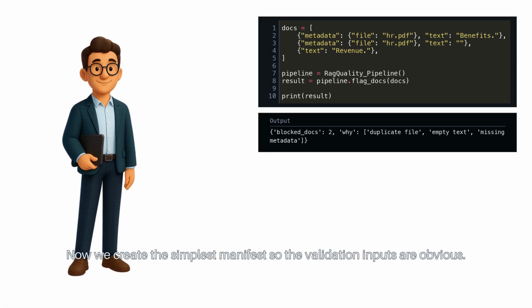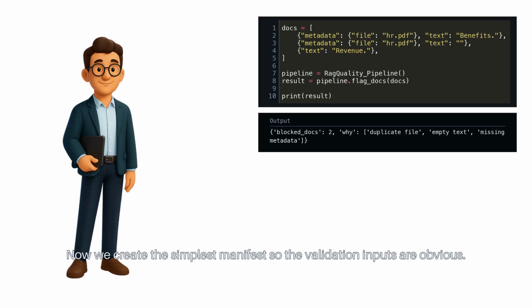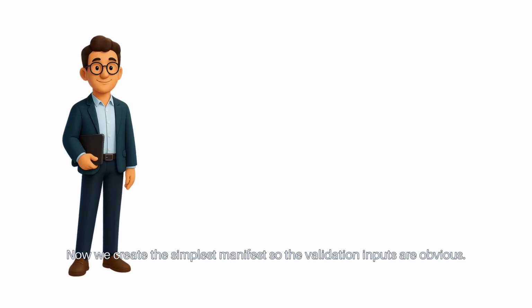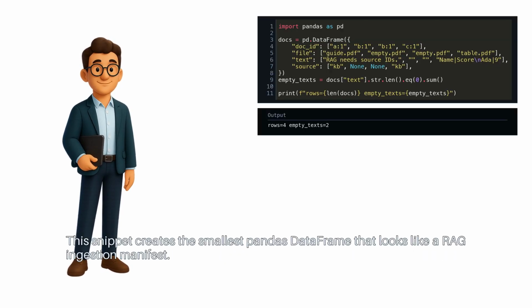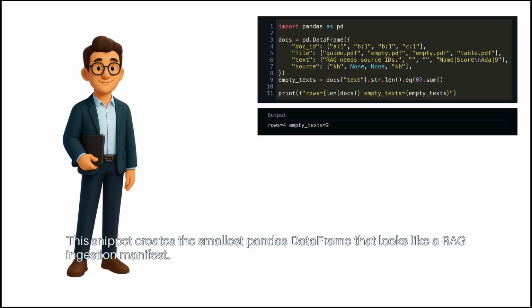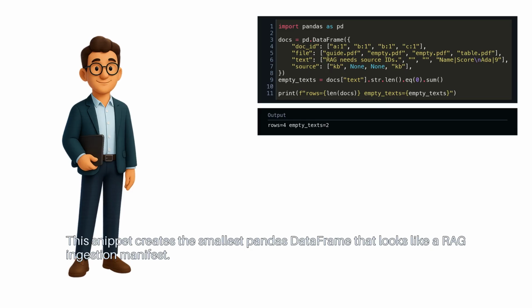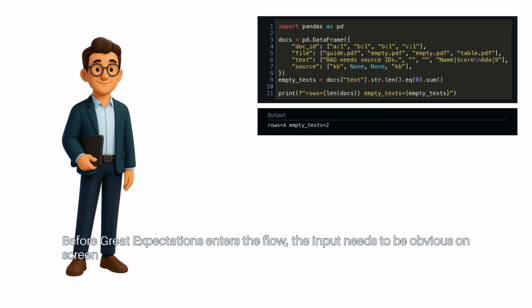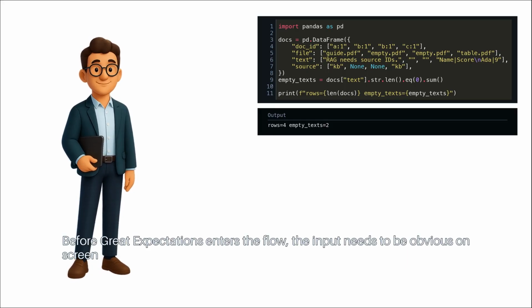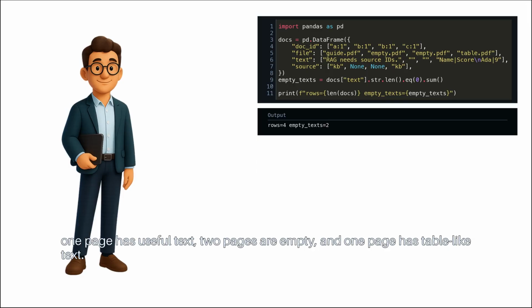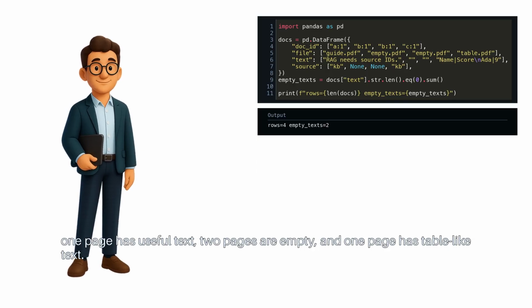Now we create the simplest manifest so the validation inputs are obvious. This snippet creates the smallest pandas data frame that looks like a RAG ingestion manifest. Before Great Expectations enters the flow, the input needs to be obvious on screen. One page has useful text, 2 pages are empty, and 1 page has table-like text.